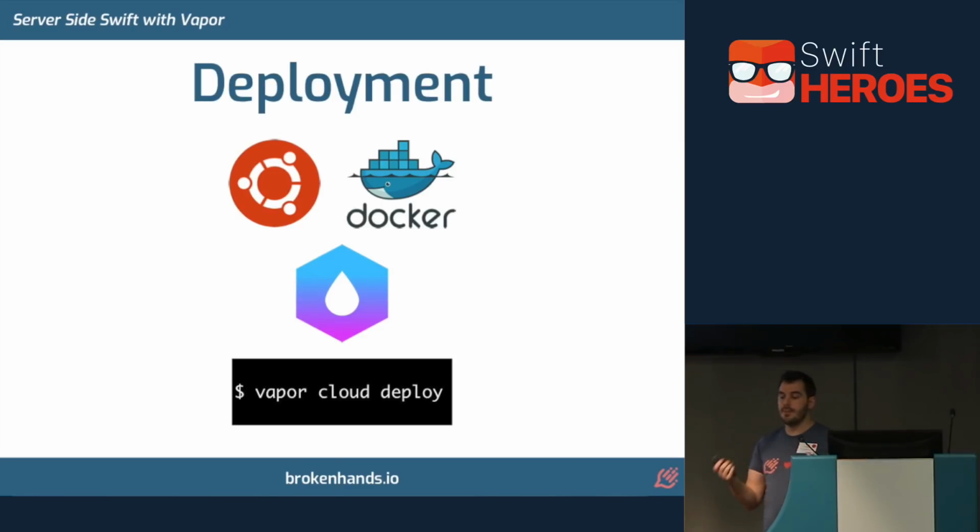Well, Vapor runs on Swift on Linux, which is basically Ubuntu. So anywhere you can run Ubuntu, you can run Vapor or Swift, and that includes Docker, so that basically means anywhere, because you can just Dockerize your applications.